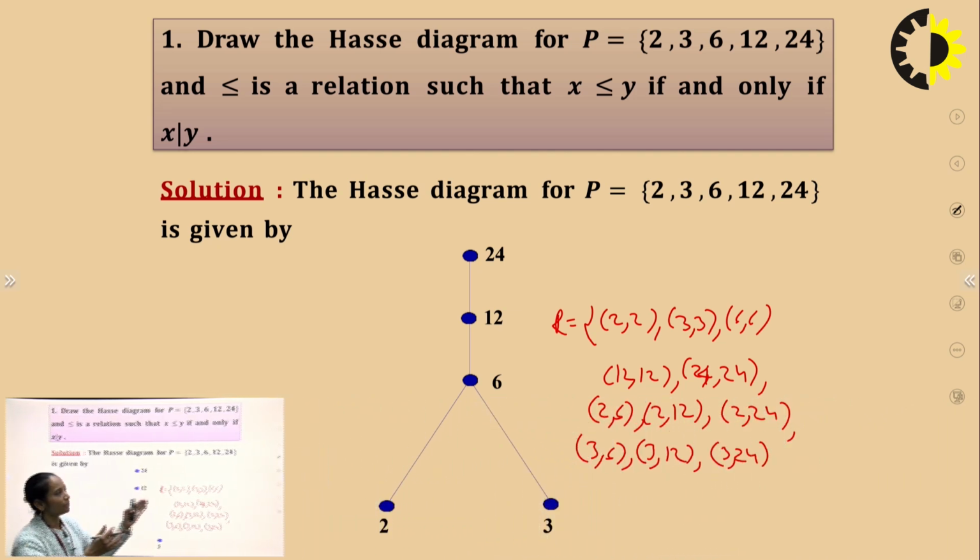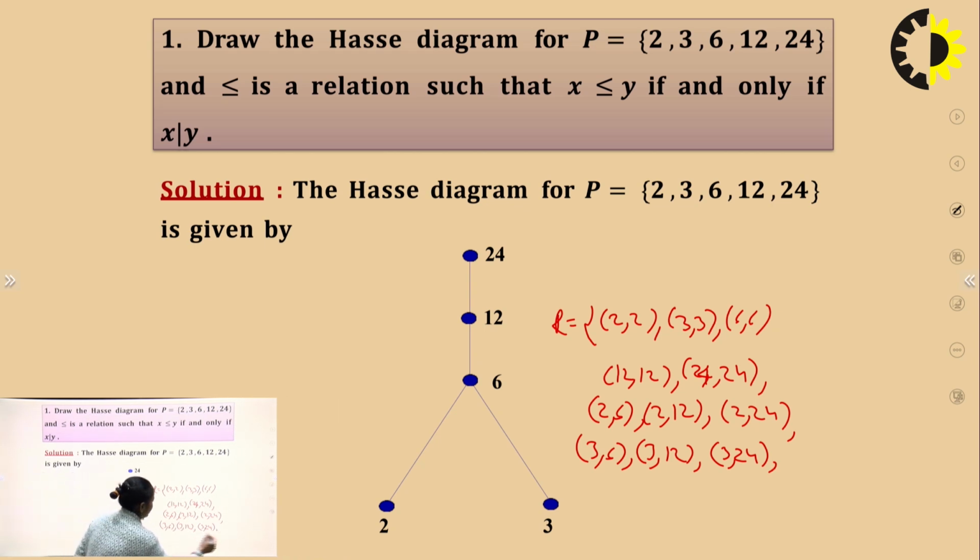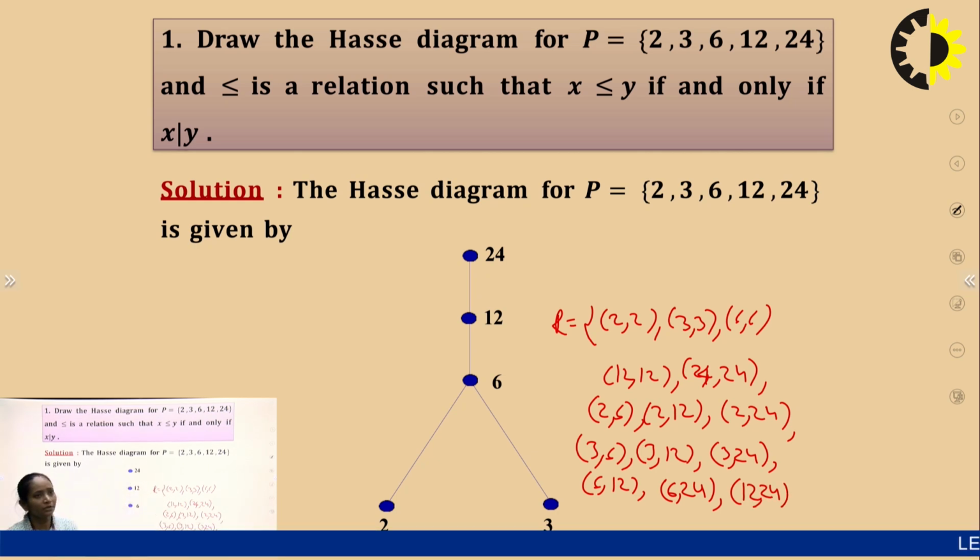Again, is there any other element? Yes, (6,12), (6,24). Next (12,24). Anything else?